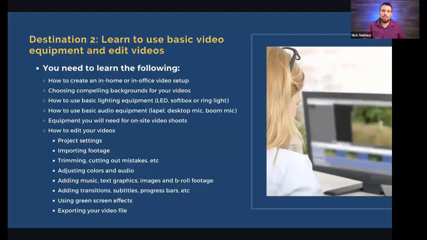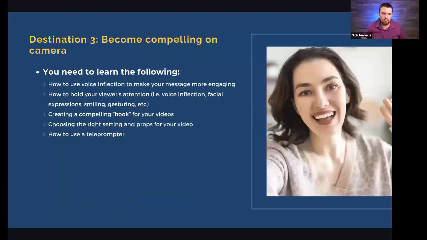And at this point, this is where we start to learn how to do basic editing and how to use equipment, right? So you're going to learn how to set up an in-home or an in-office studio. You're going to learn how to use compelling backgrounds for your videos, so things that you can put behind yourself to make yourself look really good. You're going to learn how to use equipment for on-site video shoots. You're going to learn a whole bunch of stuff about equipment. You're also going to learn how to edit, right? And I think that's really important, is if you don't know how to edit your videos, you're probably not going to make the most exciting potential video, right? So that's really important to figure out, is how to edit and how to use your equipment. That's what we cover in month 2.